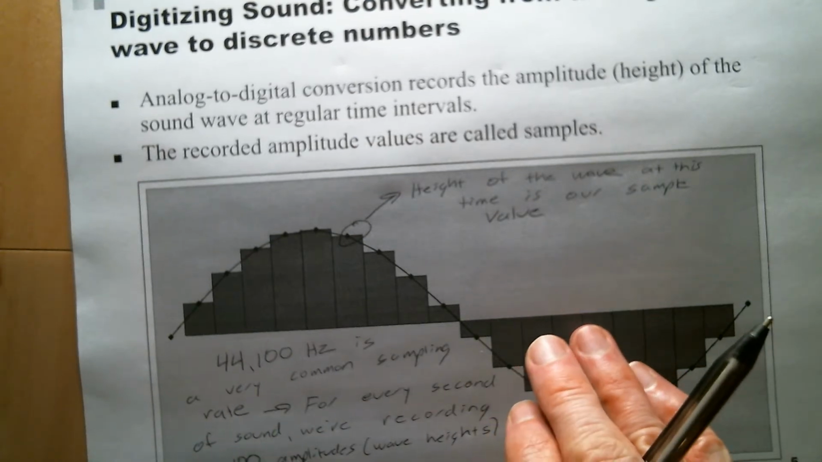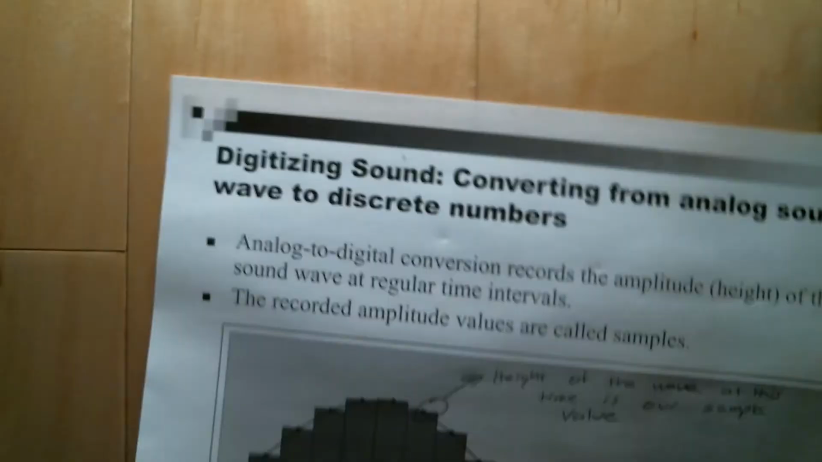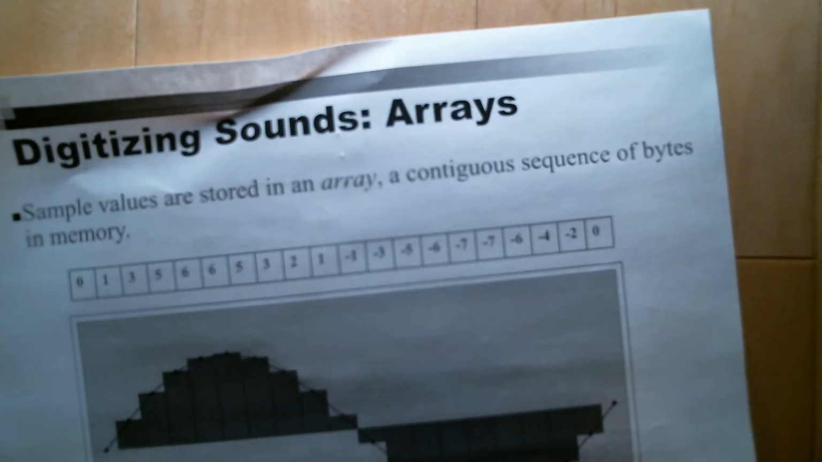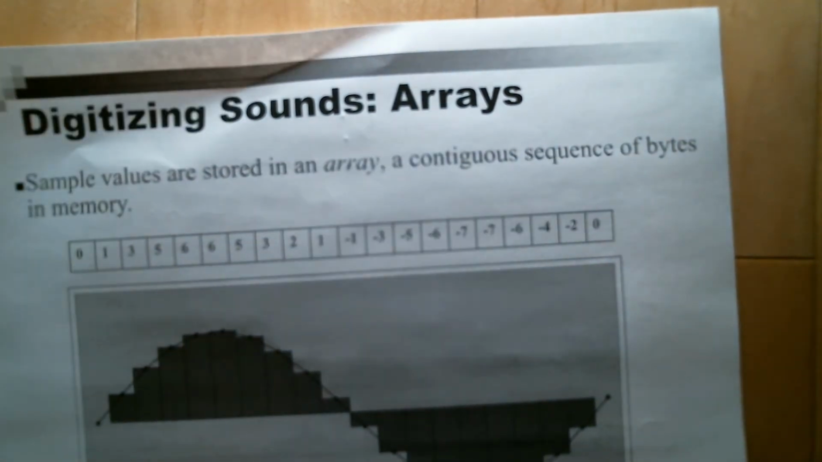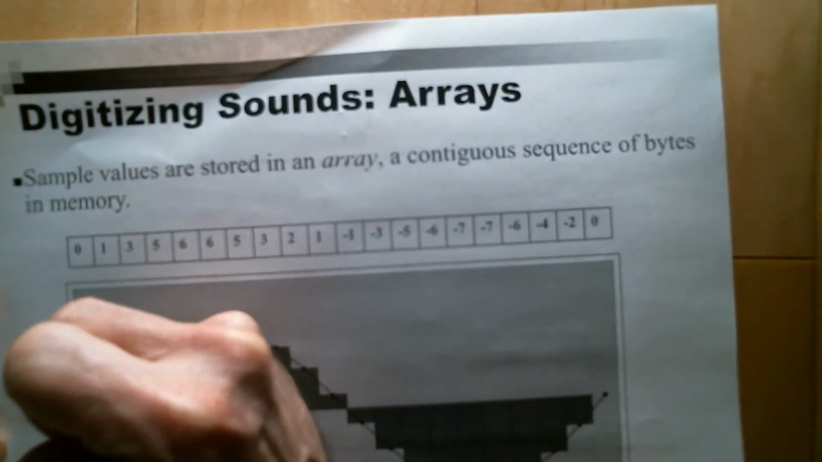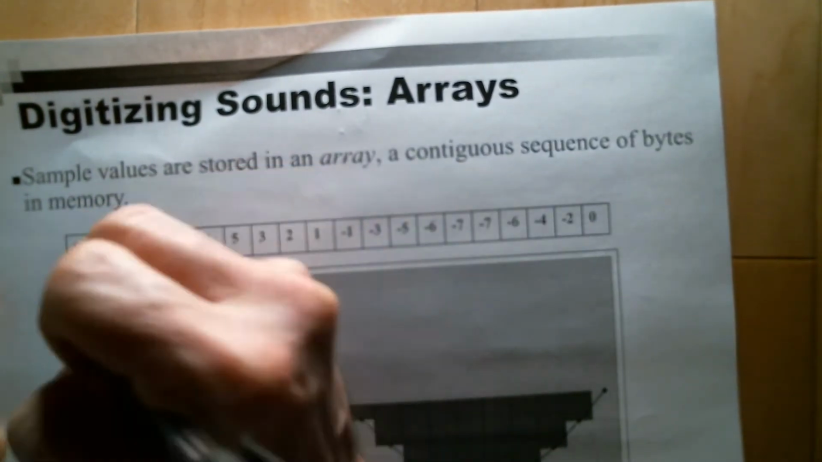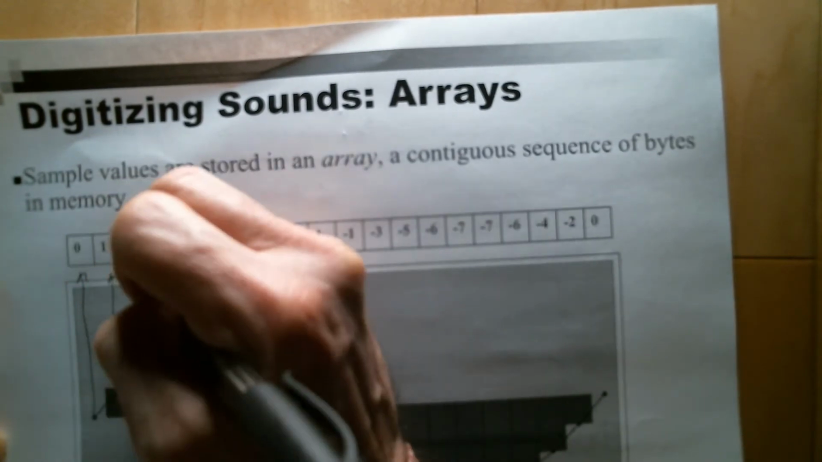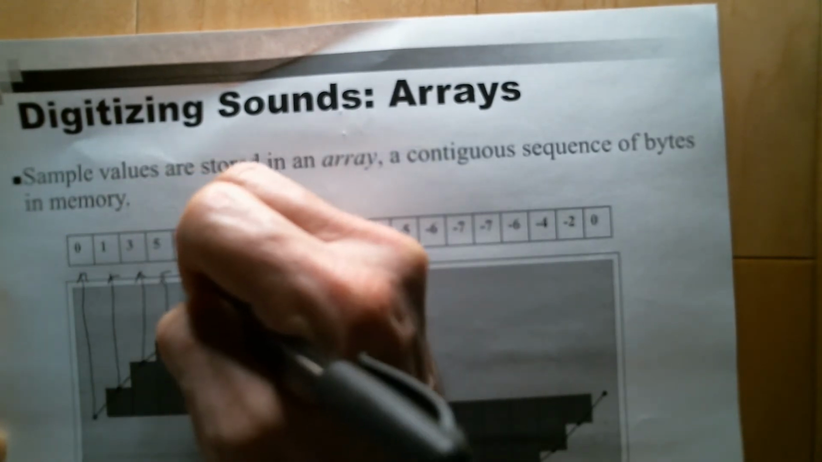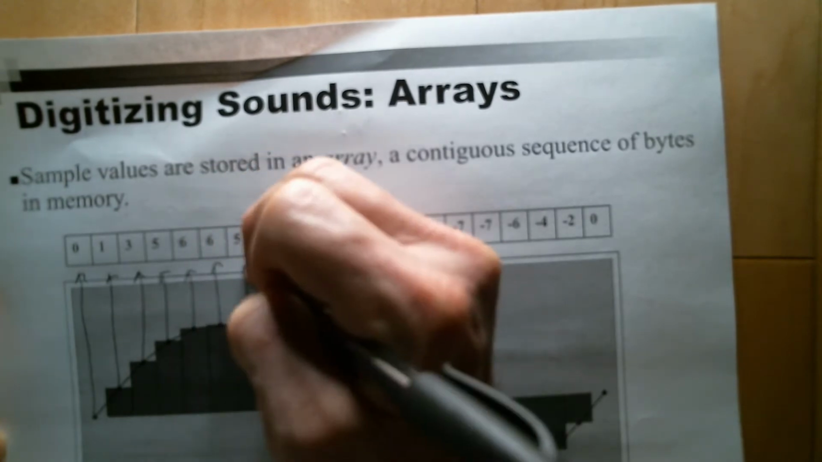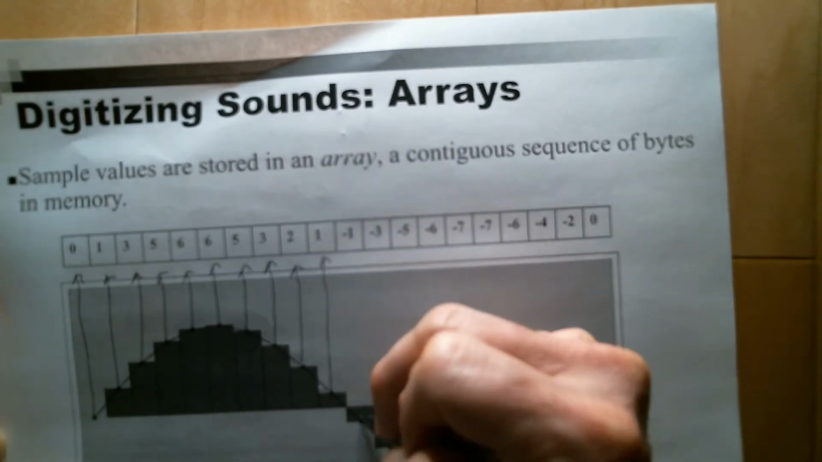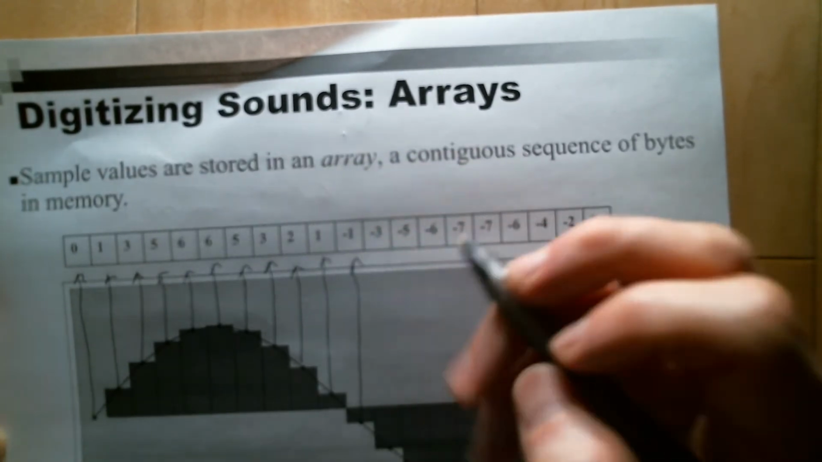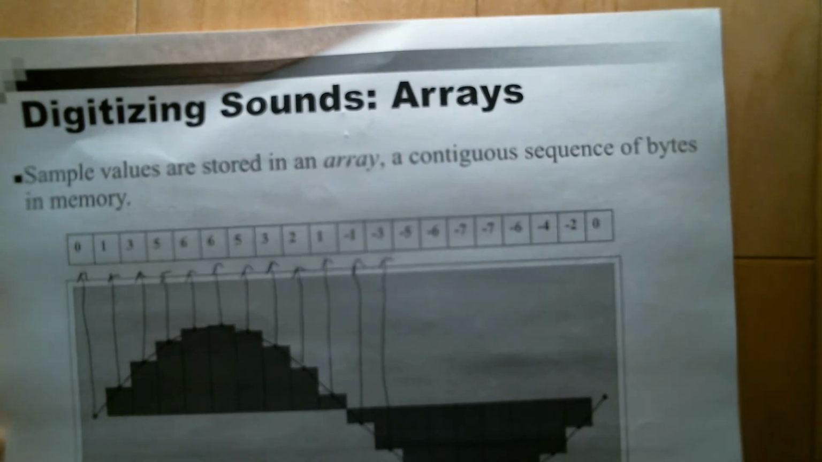Now, how is all this information actually stored? All right, so sample values are stored in what's called an array, which is basically just a continuous sequence of bytes in memory. So for example, this sample would correspond to this value, this one would correspond to this value, and so on and so forth. We would just have a contiguous spot in memory, and each of these points on the wave would correspond to a point in the array. All right, I think you get the point here. I don't think I need to draw any more lines.